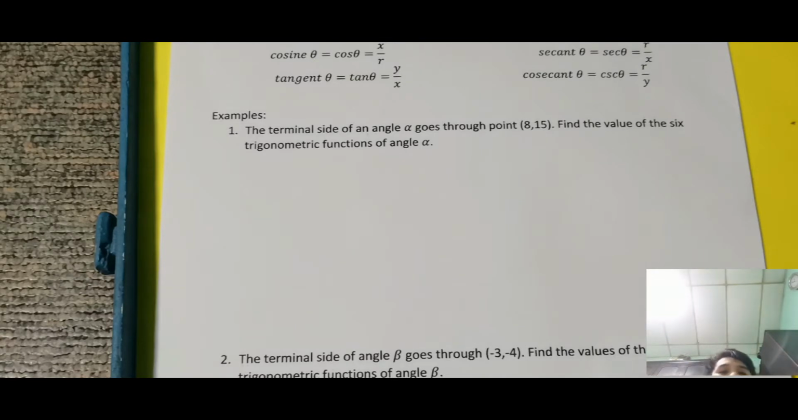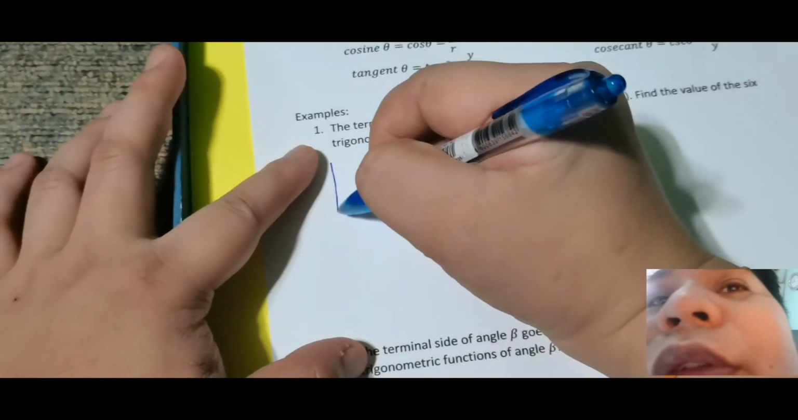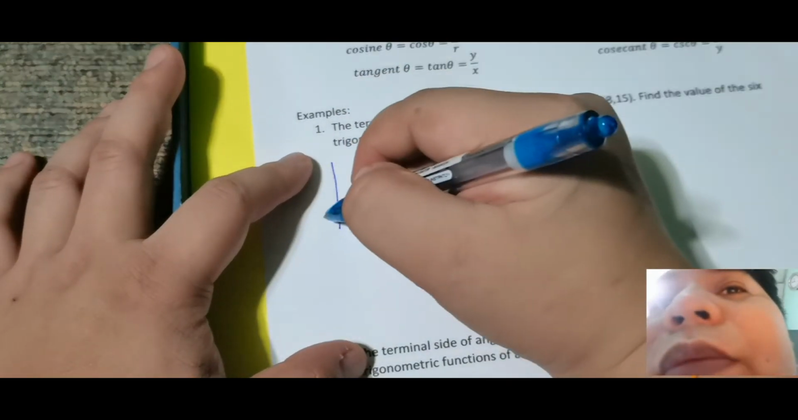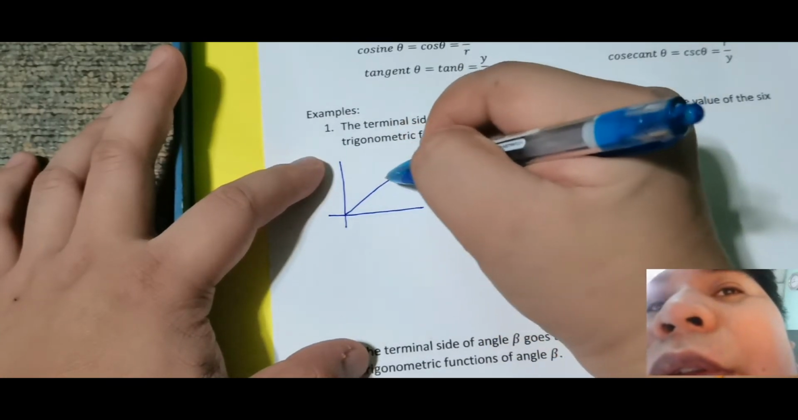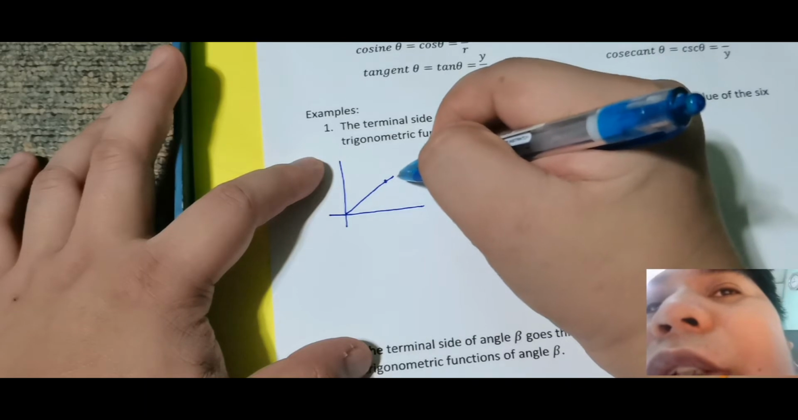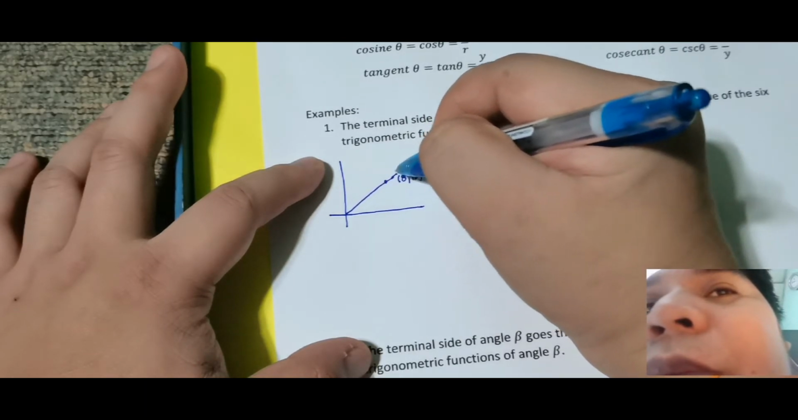Okay, so number 1, example. The terminal side of an angle alpha goes through point 8, 15. Find the value of the 6 trigonometric functions. So drawing lang ni sir. Let's say ito yun. Since 8, 15, let's say nandito yan. Let's say ito si 8, 15.